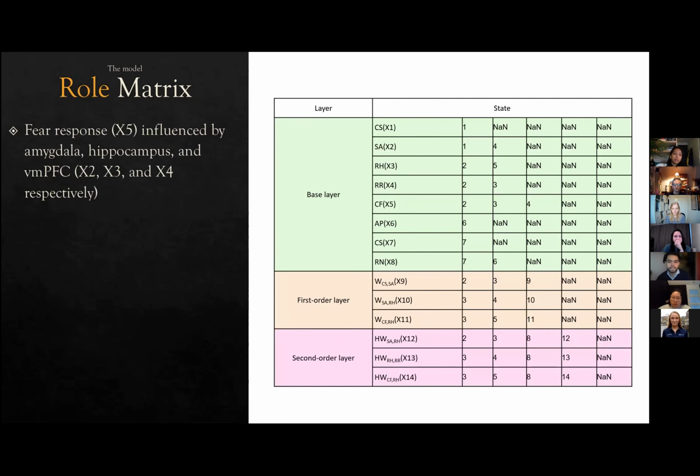Moving on to the role matrix. As we can see here, the second order layer is influenced by propranolol once again, and then the first order layer is influenced by the second order layer, moving on to the neural layer. And so the fear response, that is the one that it's essentially all about. Is fear decreasing? It is influenced by the amygdala, hippocampus, and the prefrontal cortex.